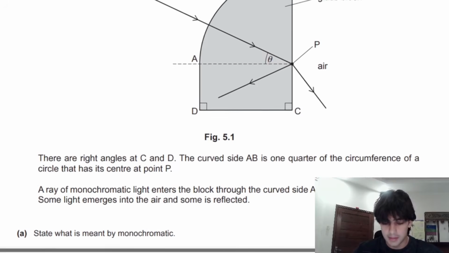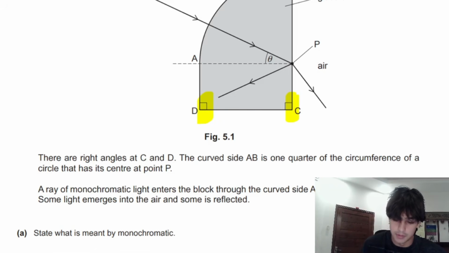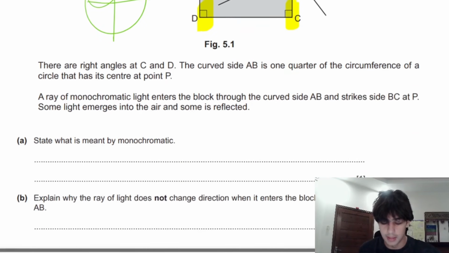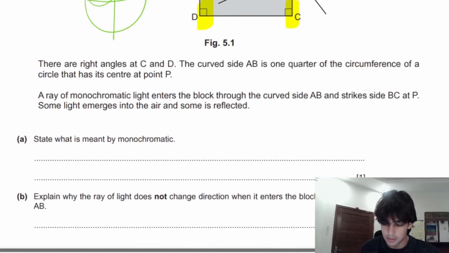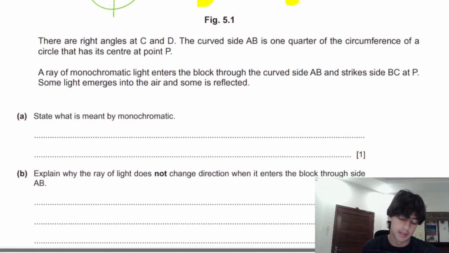So there are right angles at C and D. So we can see that there are right angles over here. And the curved side is 1/4 of the circumference of a circle. So we can see that this is a quarter of a circle. Like this is a circle, we can divide this into a quarter. Then we can see that the midpoint is point number P. So a ray of monochromatic light enters the block through the curved side and strikes side BC at P. Some light emerges. Let's go to the questions.